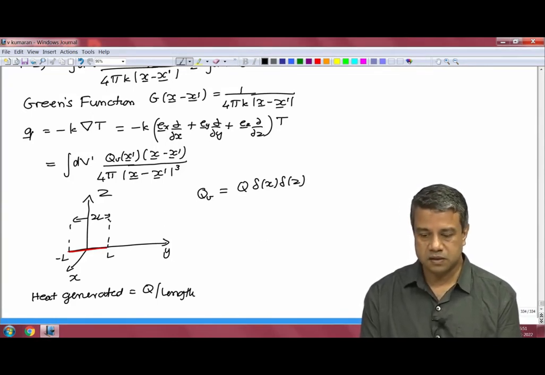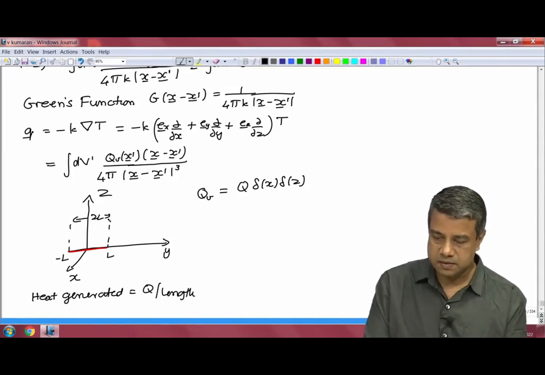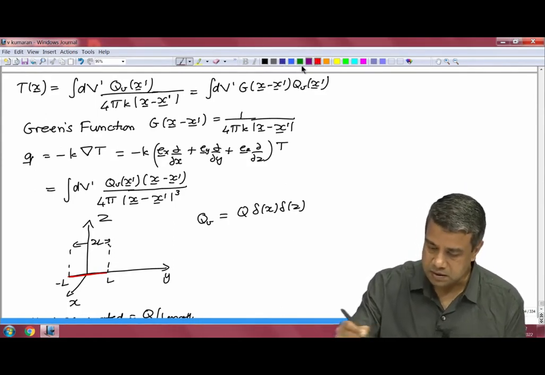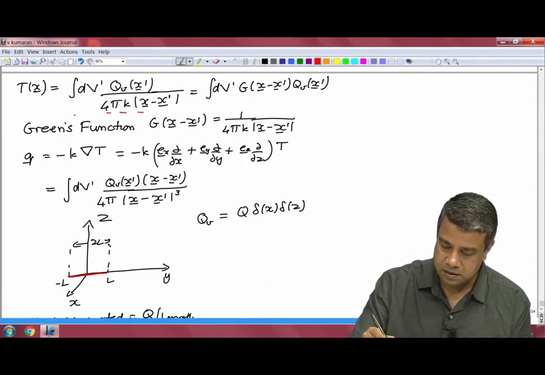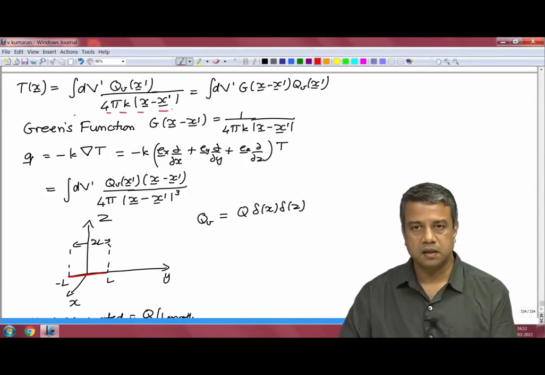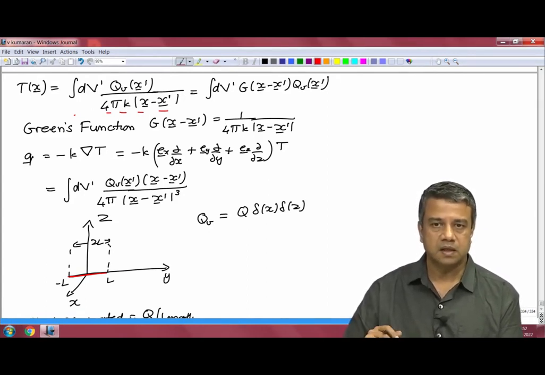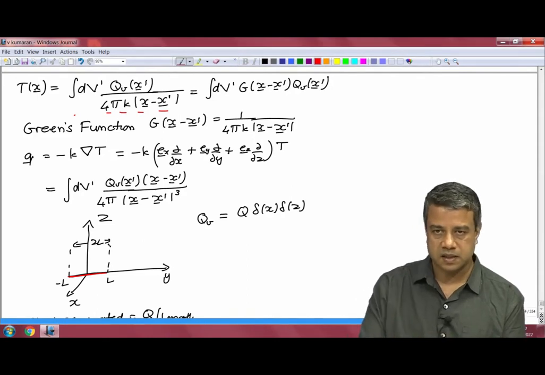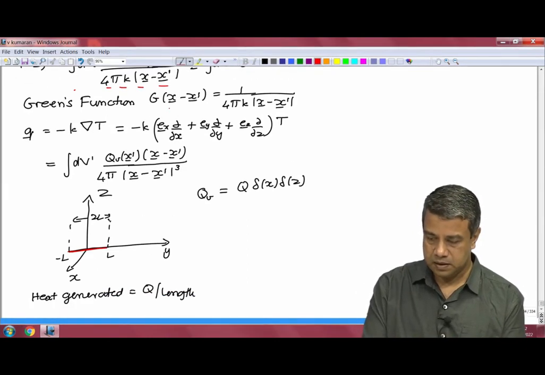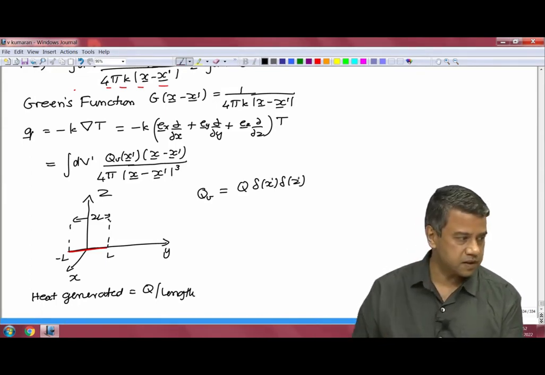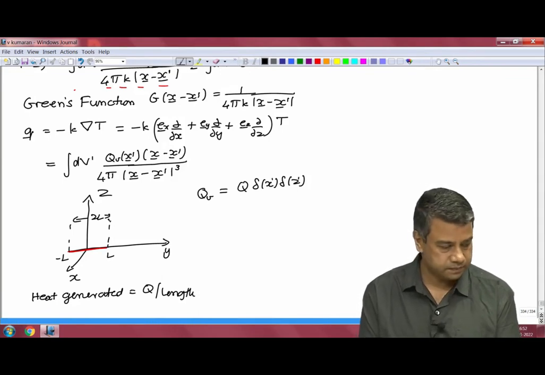So, that is QV for this case, and to find out the temperature I just have to substitute that into this expression here. Note that the source point in this case is x prime, y prime, z prime, and the observation point is x, y, z. So, QV I should strictly speaking write as Q delta of z prime delta of x prime.